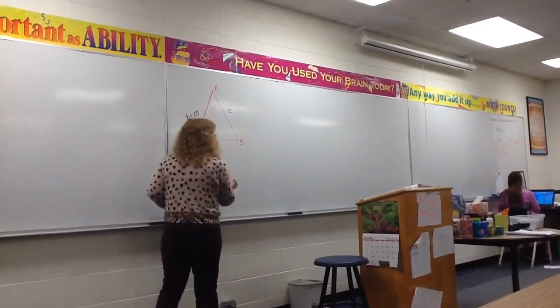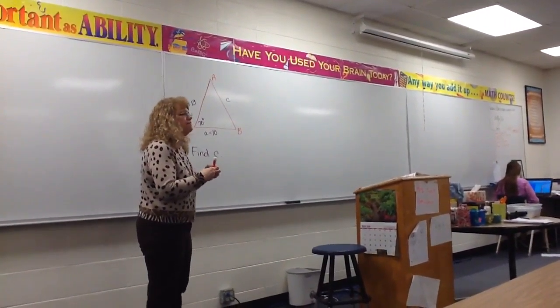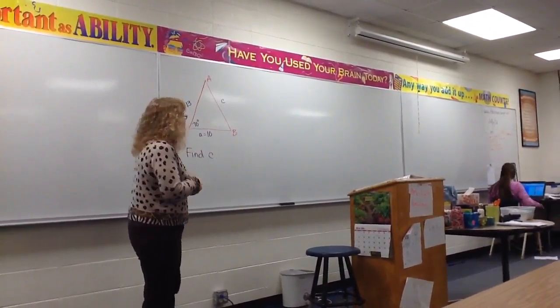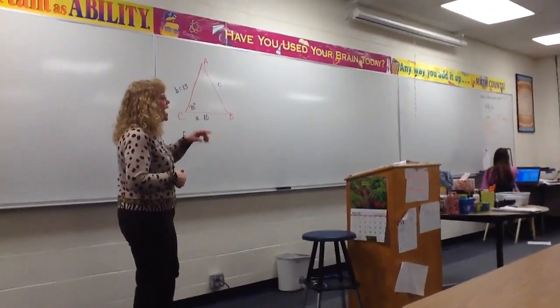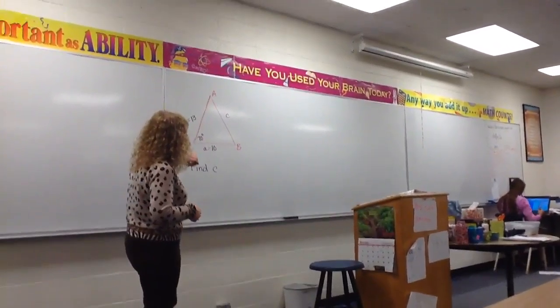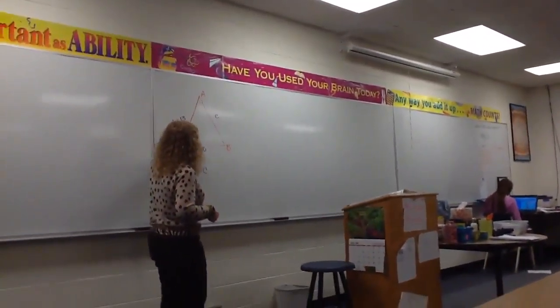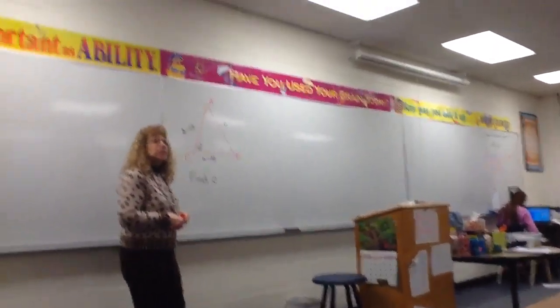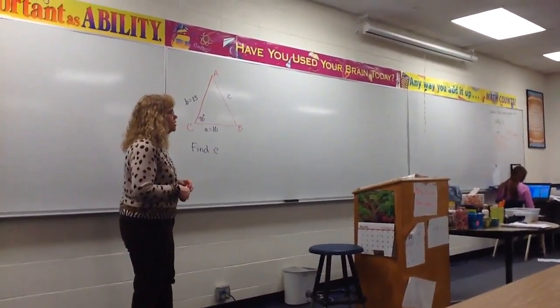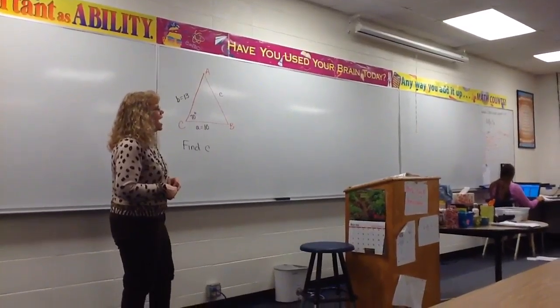This particular problem, they ask you to find C, find side C. But it's not a right triangle, so you can't use sine, cosine, and tangent. And you also can't use Pythagorean, a squared plus b squared. Pythagorean only applies for right triangles. So what we're going to have to use is the law of cosines over there.